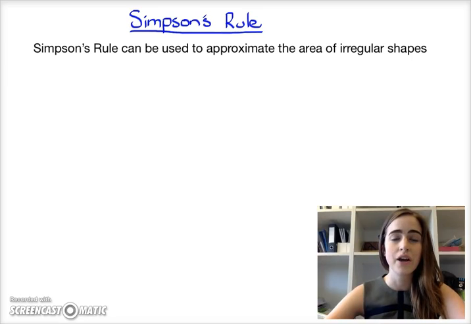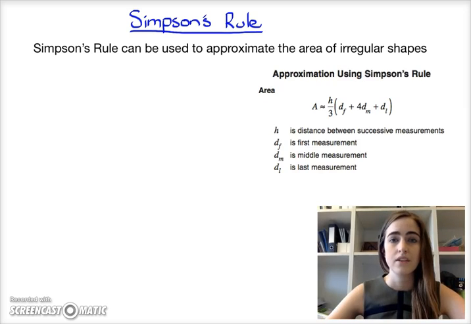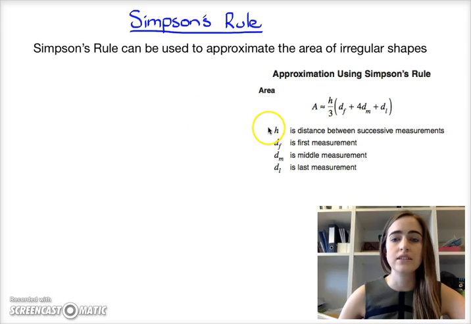In this video, I want to have a look at Simpson's rule. Simpson's rule can be used to approximate the area of irregular shapes. The formula for Simpson's rule is on your formula sheet. It says here the area is approximately equal to h over 3, where h is the distance between successive measurements.